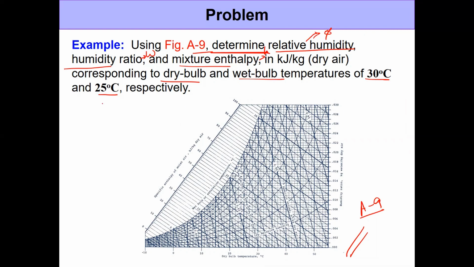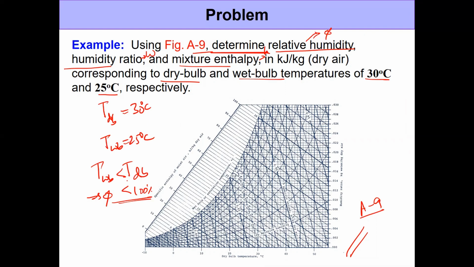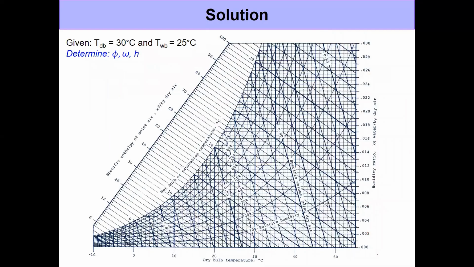Now, we have been provided the dry bulb temperature as 30 degrees Celsius, the wet bulb temperature as 25 degrees Celsius. Again, we see that the wet bulb temperature is smaller than the dry bulb temperature. So we know for sure that the relative humidity is going to be lower than 100%. We don't know how low, but surely lower than 100%. So now let's look at this chart in a zoomed in view and try to understand how do we get that. The first aspect is to locate the point that we're looking for, right?